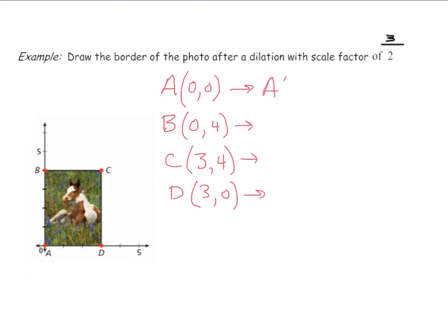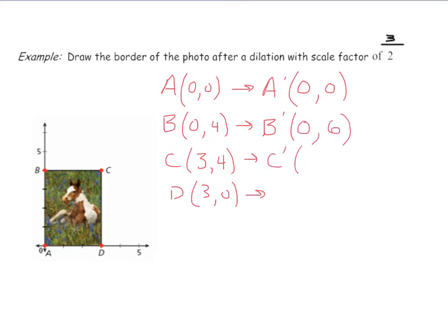A prime, and I'm going to do this kind of quickly without writing it all down. You're going to take your x coordinate, multiply it by 3/2, which was our scale factor, and my y coordinate, multiply it by 3/2. Well, if I take 0 times 3/2, I'll get 0 in both instances. Next, B prime. B prime, if you take 0 times the 3/2, I get 0, but 4 times 3/2 ends up giving me a 6, so I will get 0, 6.